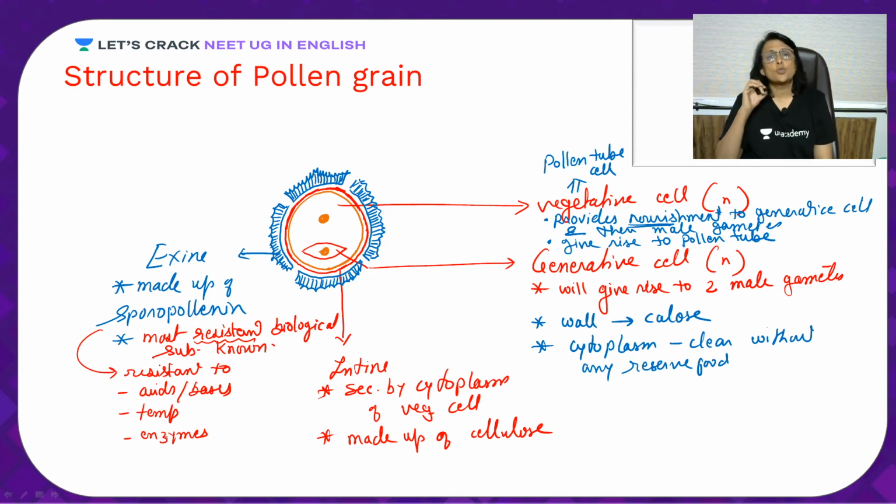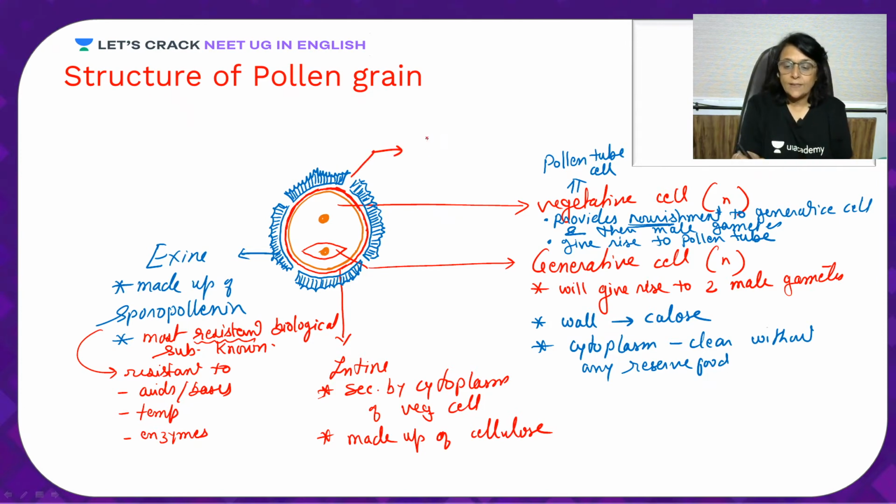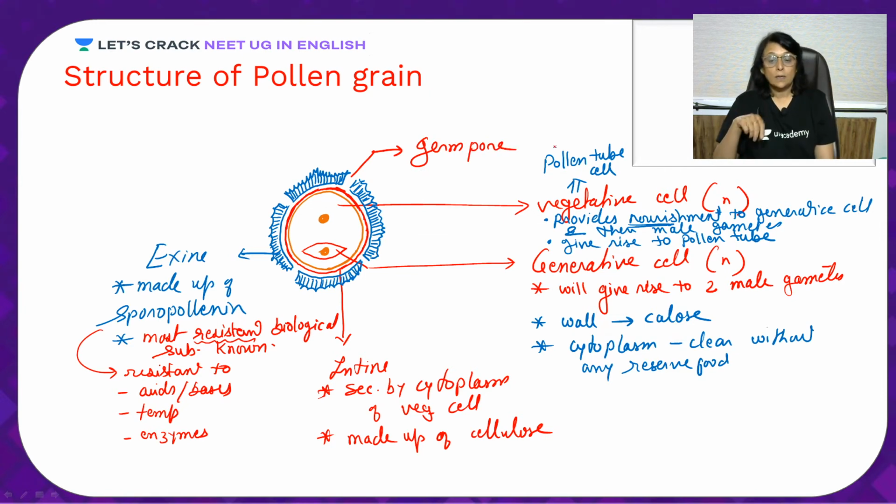Now if it is so resistant, then how come the pollen tube emerges from the pollen grain? Because pollen tube is a tube-like structure which has to come out, so there has to be some weak area from where that pollen tube can come out, and this is the weak area, and this is called the germ pore. Sometimes it is a circular opening, so we call it pore. Sometimes it is a little longer opening, so we can call it germ furrow.